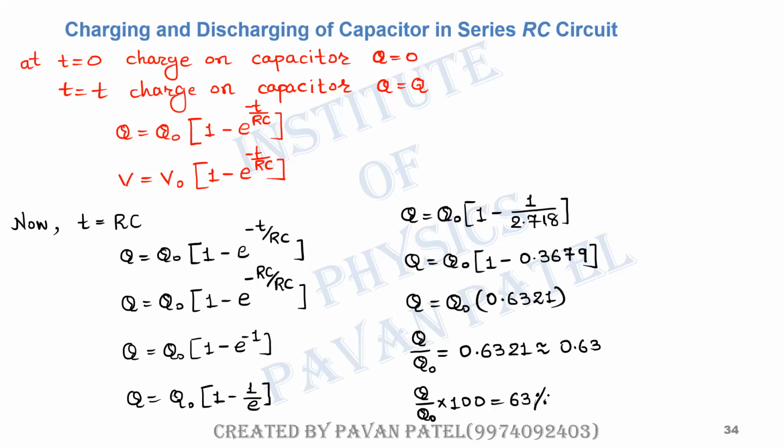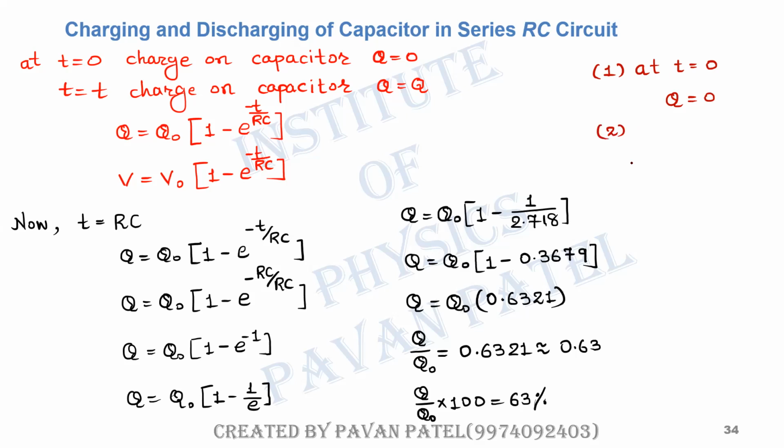This means that, as a summary of the concept, the first point: at t equals 0, charge q is equal to 0.